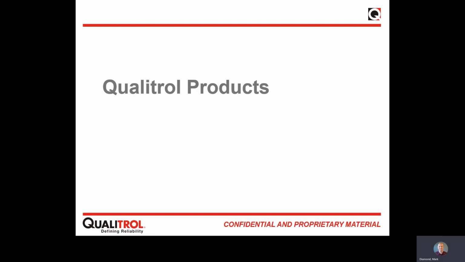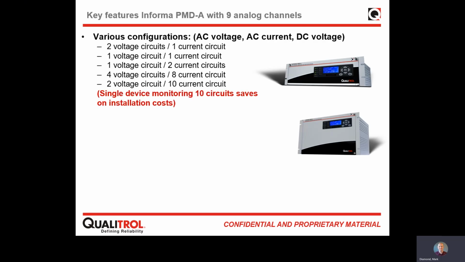Okay, so let's take a look at Qualitrol products. Now, the Qualitrol products do everything that we've talked about so far. If we look at the hardware side, there is a 3U device, there is a 6U device. The 3U device can take 9 analog channels. The 6U device can take up to 36 analog channels.